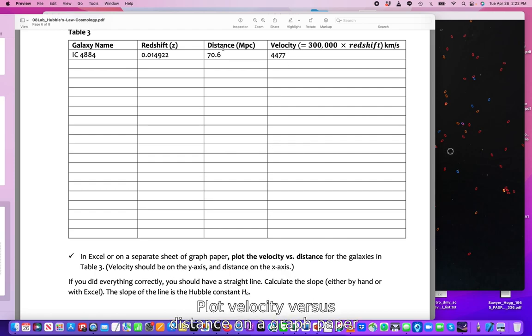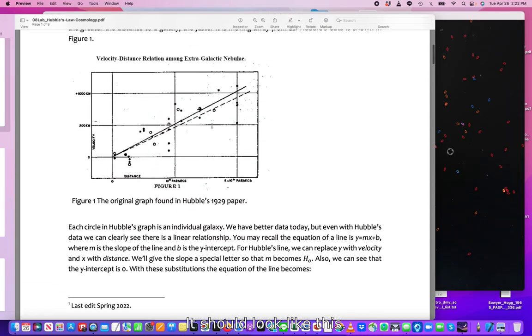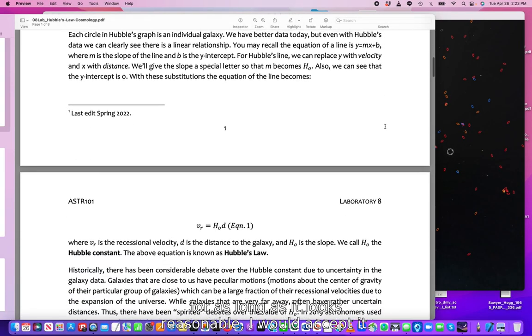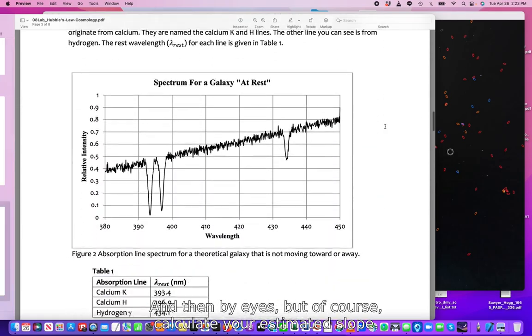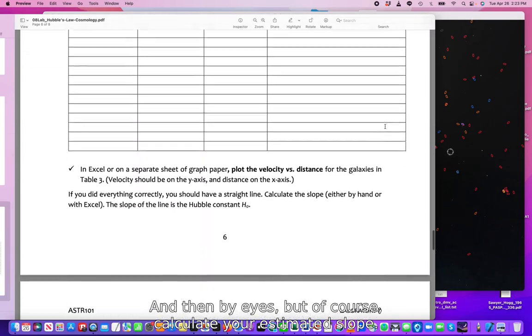Plot velocity versus distance on a graph paper. Visually draw a line through those data. It should look like this. You get a bunch of scattered data like this, but it should have a clear trend line going up like that. And then you visually determine what's the trend and draw what you think is the best line fit. It's okay if you don't get it too accurate. As long as it looks reasonable, I would accept it. And then, by eye, of course, calculate your estimated slope.